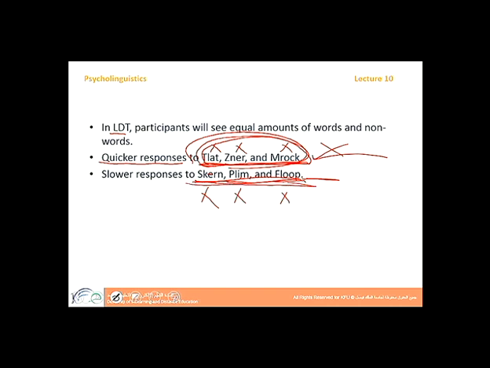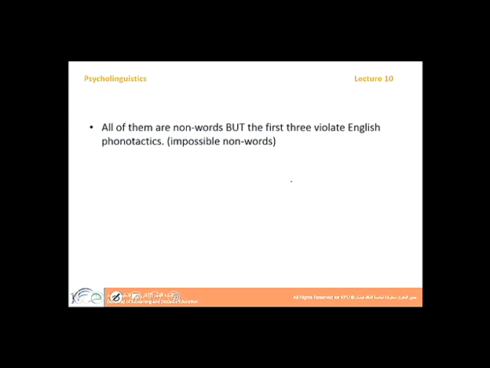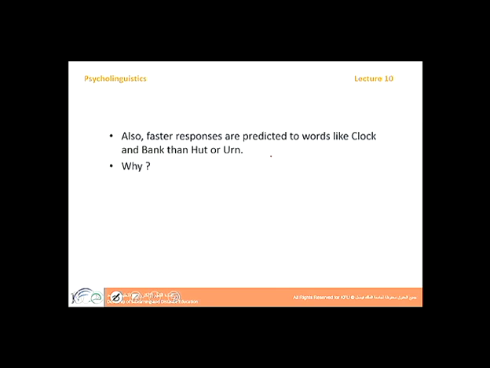These here are non-words, but they can be phonologically possible. They can be English words. So overall, we have quicker responses to tlat, znr, and mrok. We reject them straight away because they don't sound like English words. But with these words, we take a little bit longer, just a little bit longer. We say, no, this is not a word, but it takes us time to reject it. All right, so they are impossible non-words, the first ones.